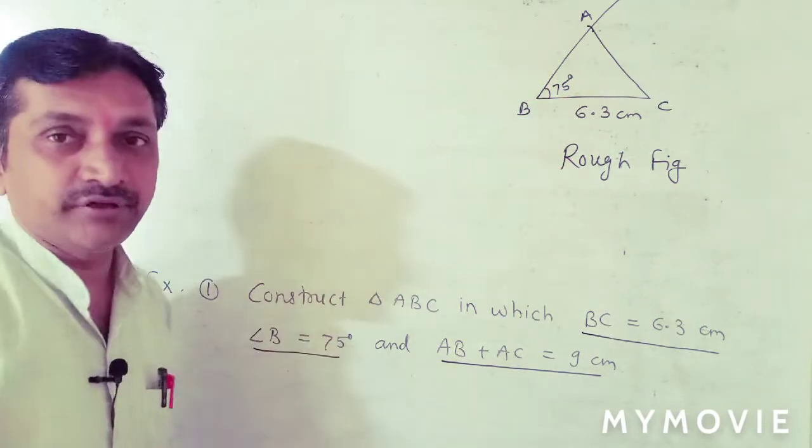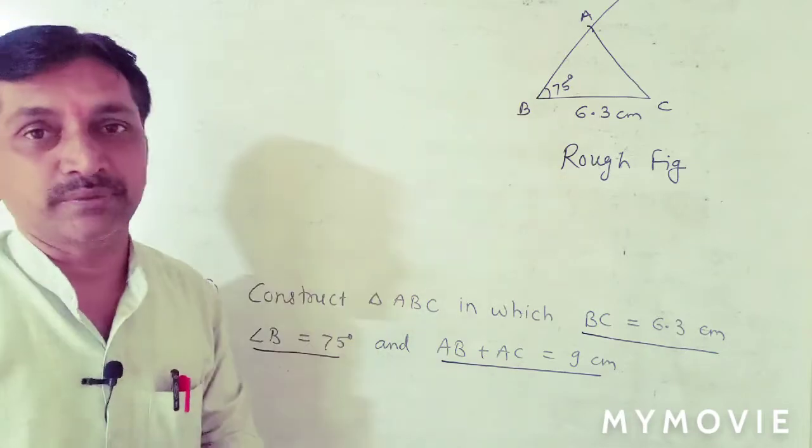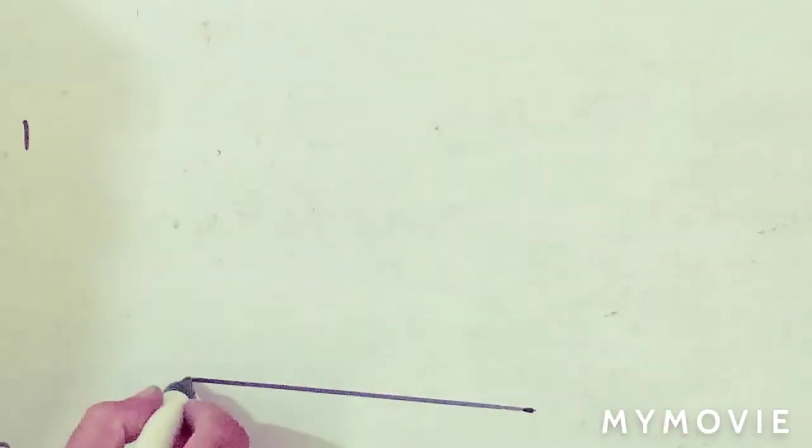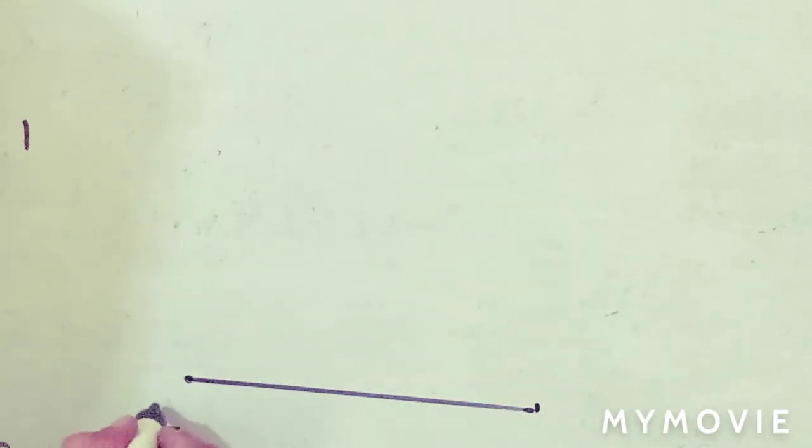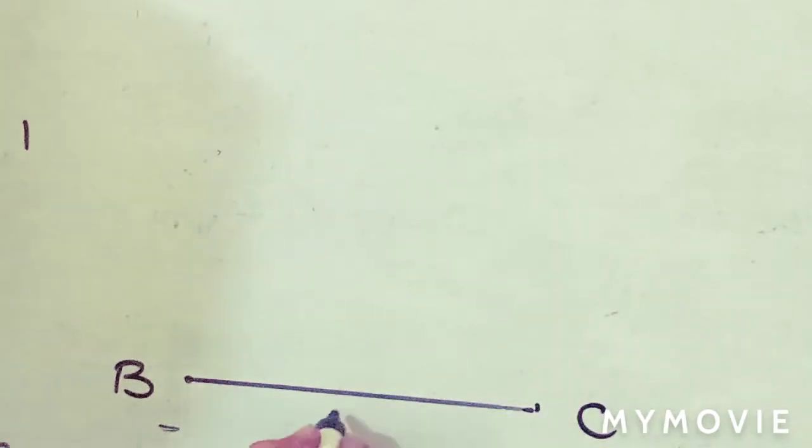Now our required figure, using these measurements. Here, by using a scale, first draw base BC of 6.3. By using the scale, we draw a segment of 6.3 here. I give it the name BC. This is 6.3 centimeter.